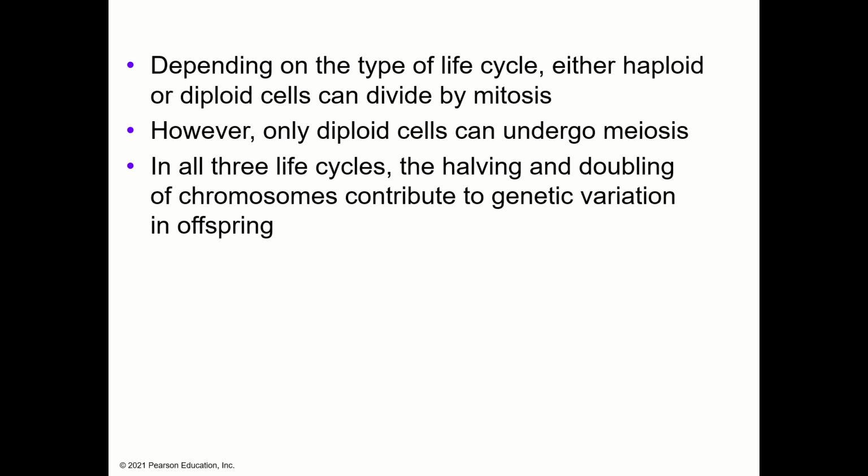Depending on the type of life cycle, either haploid or diploid cells can divide by mitosis. However, only diploid cells can undergo meiosis. In all three life cycles, the halving and doubling of chromosomes contribute to genetic variation in offspring.